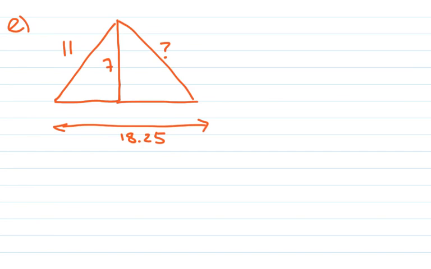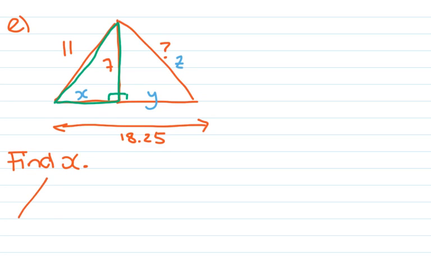So this is a multi-step problem. I'm first going to start with this triangle here because I know 2 of the side lengths, so that means I can find the third one. So I'm going to label this length X, Y, and Z. All right, so I'm going to start first by finding X.